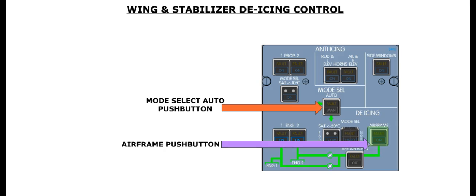The wing and stabilizer de-icing system is controlled by the airframe push button. The system is selected on when the push button is pressed in. This sends a signal to the multifunction computer, or MFC, to initiate a de-icing cycle. The de-icing cycle is selected by the Mode Select Auto push button. Press the airframe push button to continue.